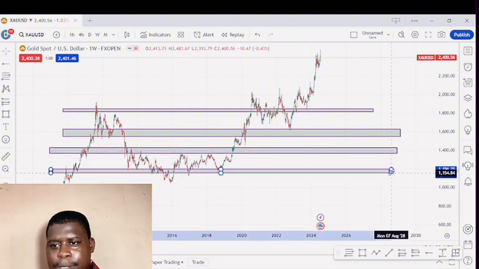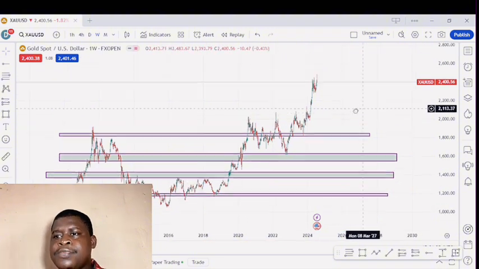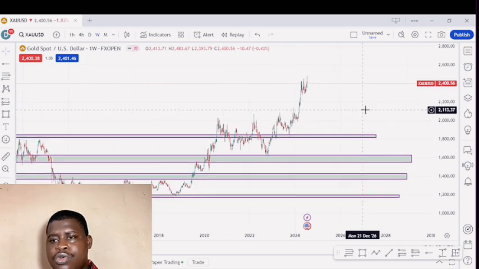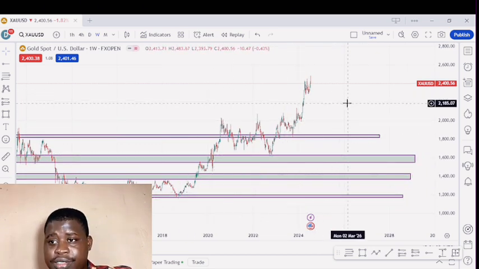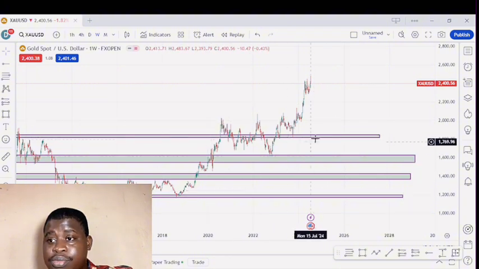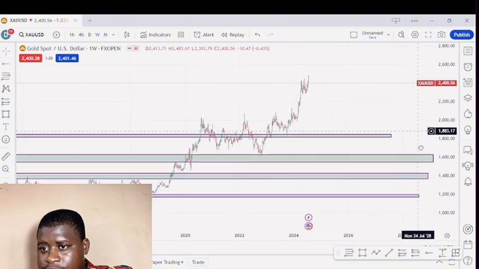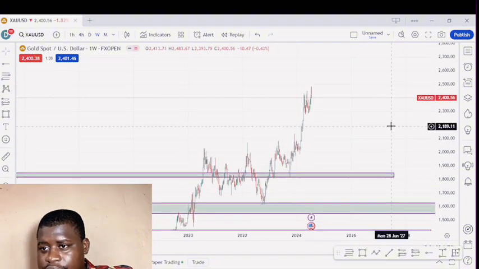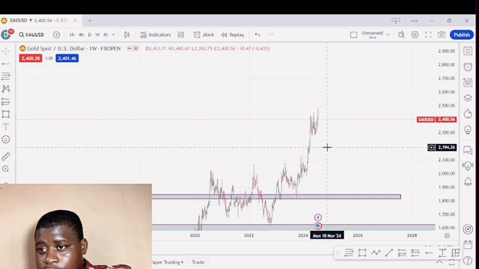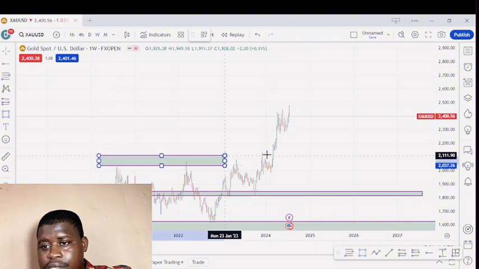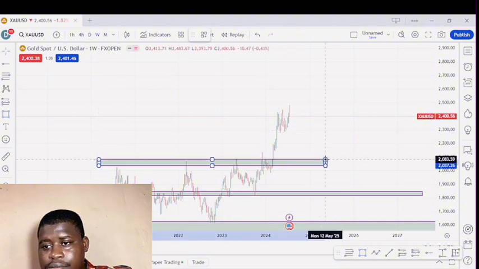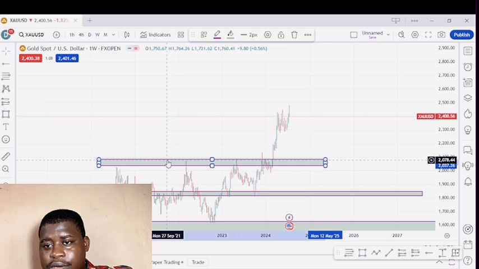So guys, okay. So currently we are on a bearish trend. On a bullish trend rather. Sorry for that mistake. We are on a bullish trend. This is where we are currently. All-time high. This is where we are currently.